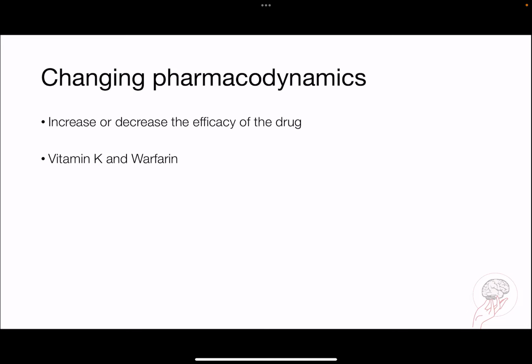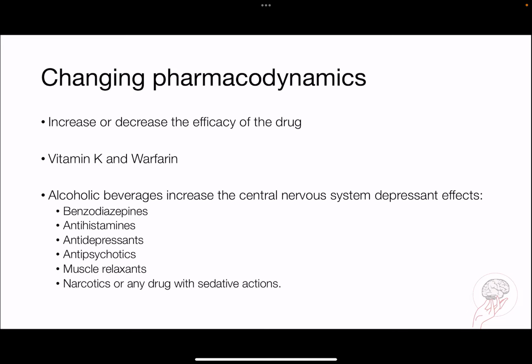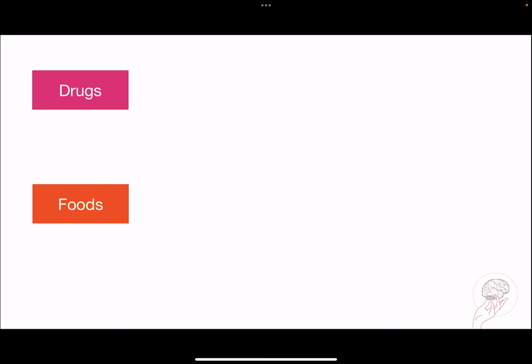So vitamin K and warfarin is an example. Warfarin is a blood thinner. Vitamin K is a clotting factor. And of course, alcoholic beverages increase central nervous system depressant effects and can interact with a variety of painkillers, psych drugs, antihistamines, all sorts of things. So really shouldn't be taking alcohol and drugs at the same time.